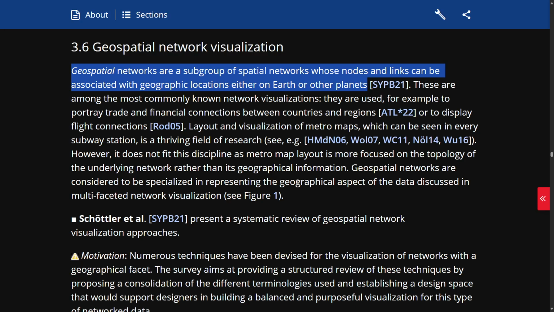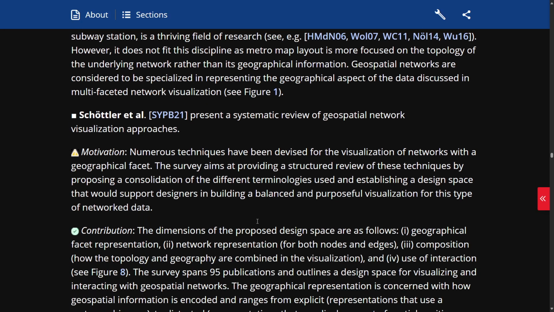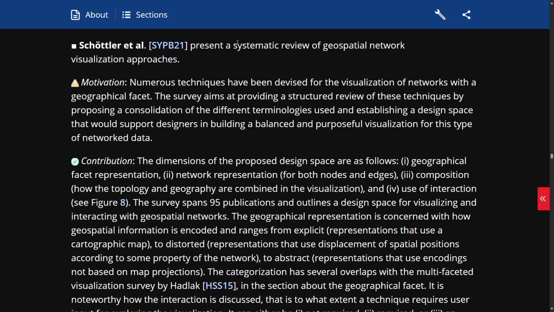See Figure 1. Schöttler et al. [SIPI 21] present a systematic review of geospatial network visualization approaches. Motivation. Numerous techniques have been devised for the visualization of networks with a geographical facet. The survey aims at providing a structured review of these techniques by proposing a consolidation of the different terminologies used and establishing a design space that would support designers in building a balanced and purposeful visualization for this type of network data. Contribution. The dimensions of the proposed design space are as follows.